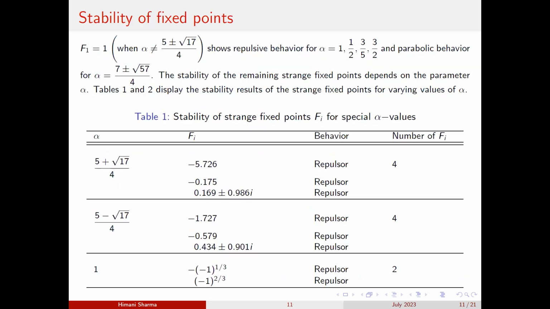Next will be the stability perspective. For stability of a fixed point, we will find the derivative of the operator G_alpha, and then we will put the fixed points one by one in that derivative. According to that value, we will classify these fixed points as repulsor, attractor, or parabolic.